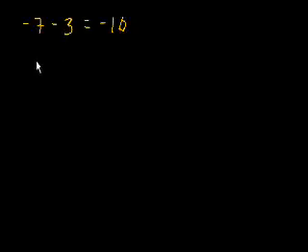That makes sense. Because if we had positive 7 plus 3, we're 7 to the right of 0, and we're going to go 3 more to the right of 0, and we get positive 10. So if we're 7 to the left of 0 and we go 3 more to the left, we're going to get negative 10. Let's do a bunch more.